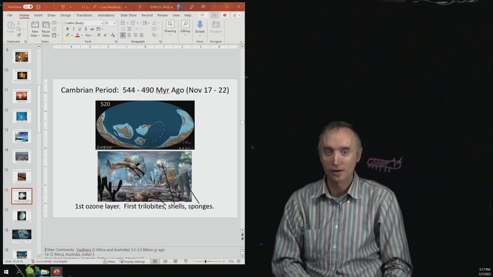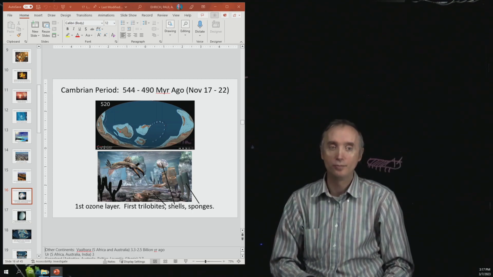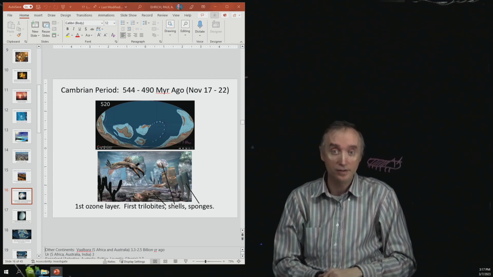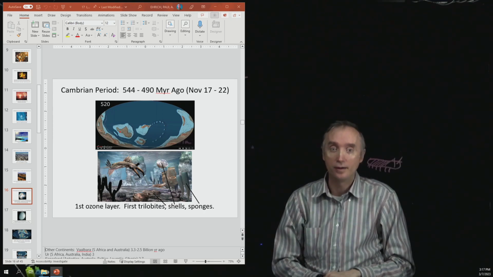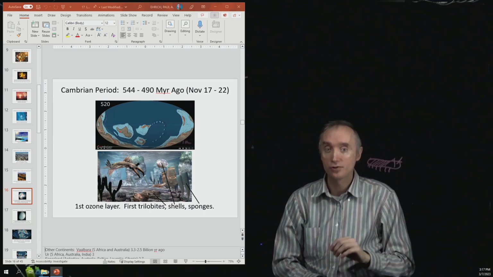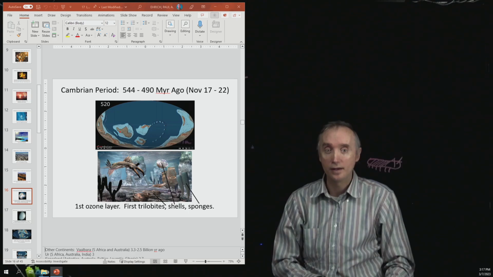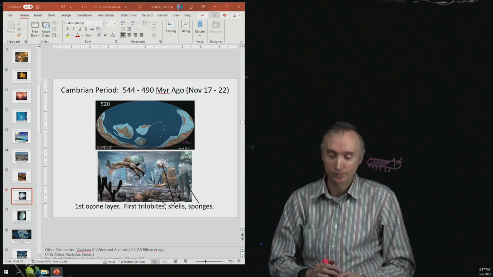540 million years ago. And so these things would have been maybe 1 meter in length or 3 feet in length. And you also have your first shelled organisms. So that means that the ocean is absorbing carbon dioxide and converting it into calcite. And then you also have your first sponges developing.